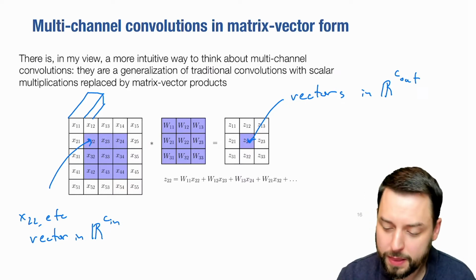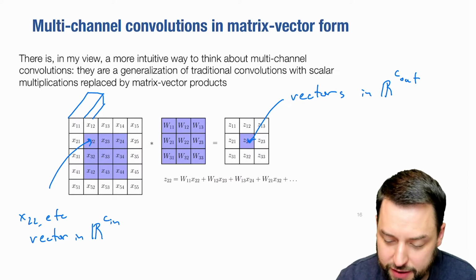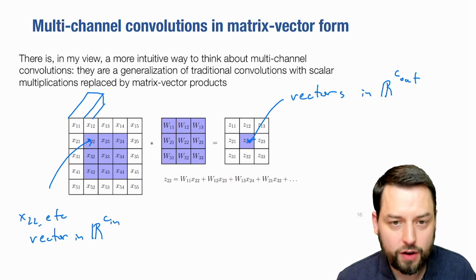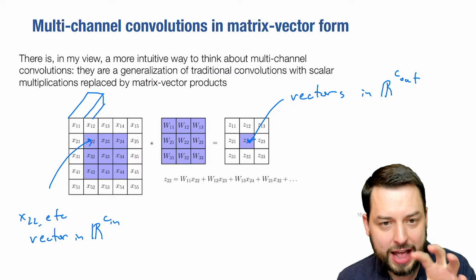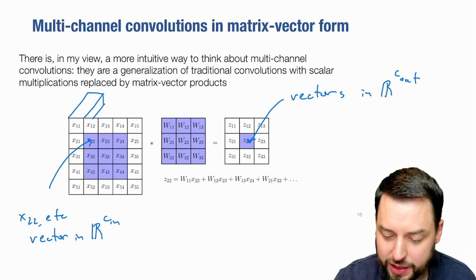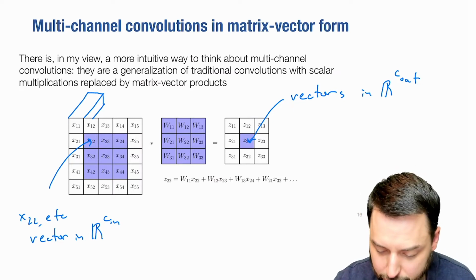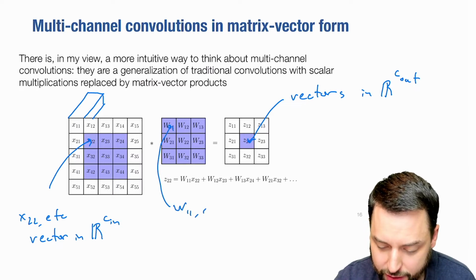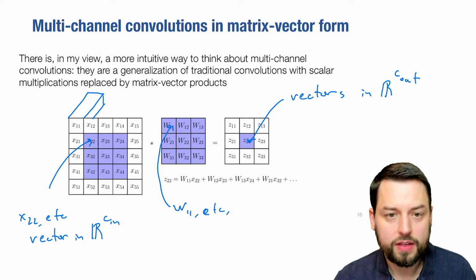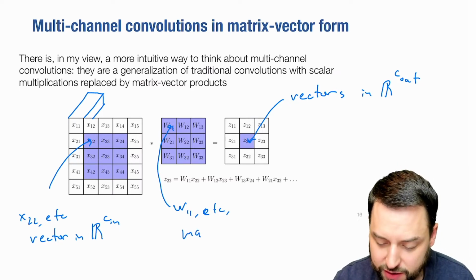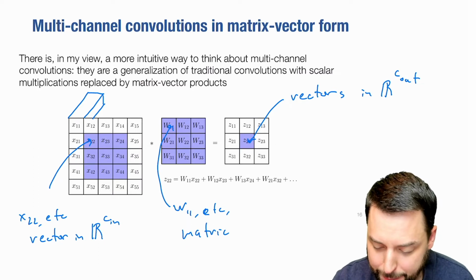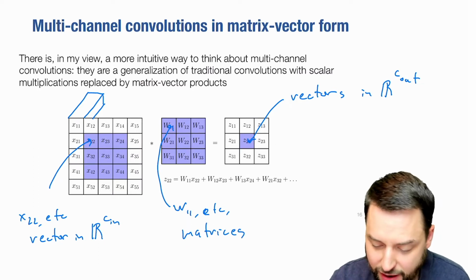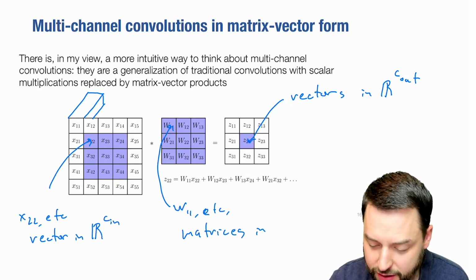And now here's the key point. The way you should think about the filters you are convolving with is that each element of your filter is actually a matrix. So these terms here, say W1,1, etc., are going to be matrices which map, in the notation I'm using here, in R to the C out by C in.